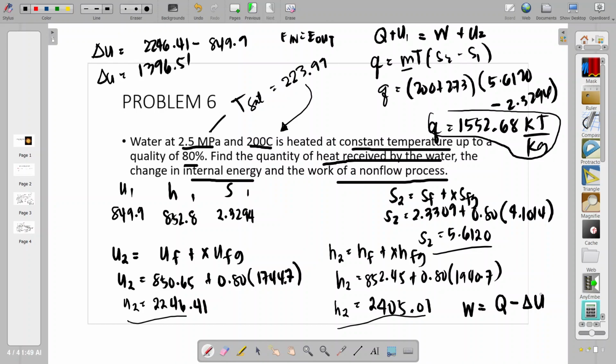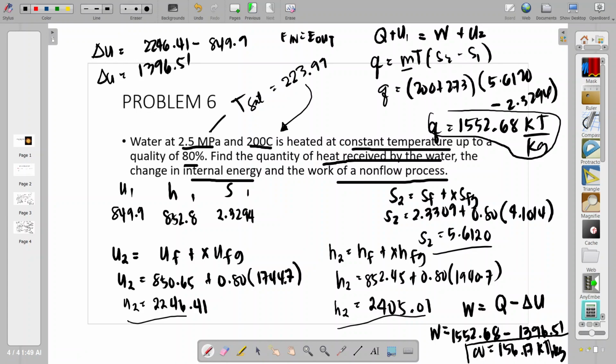As I said, let's not apply that sign, just the values. Because what we need here is to know where it should be placed, in energy in or energy out. So, what we did was write an energy equation. U2 minus U1 is equivalent to delta U. We transferred U1 and U2, which is why I made it negative. Okay? So, work is equivalent to Q, which is 1552.68, minus 1396.51. So, our work is equivalent to 156.17 kilojoule per kilogram. Okay.